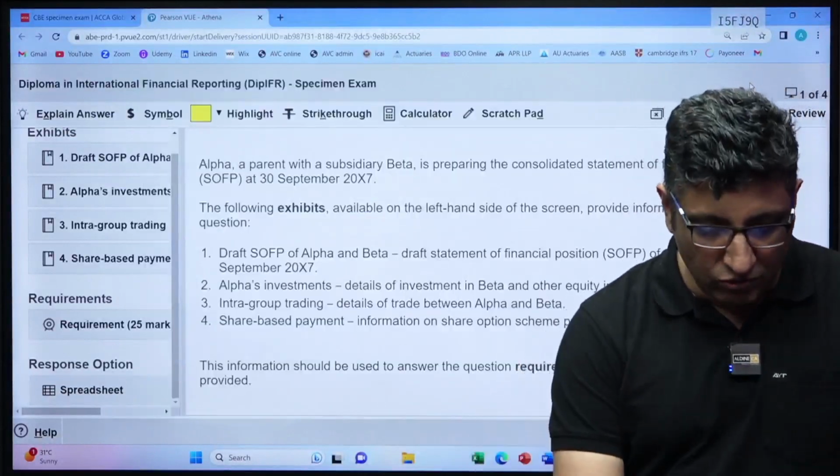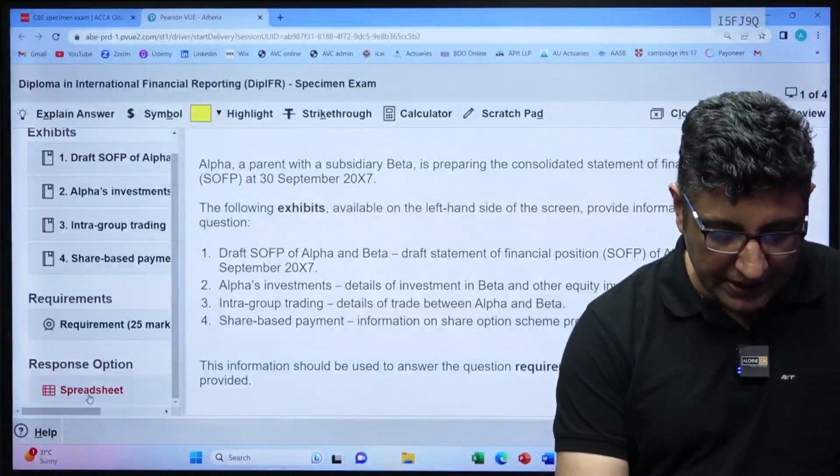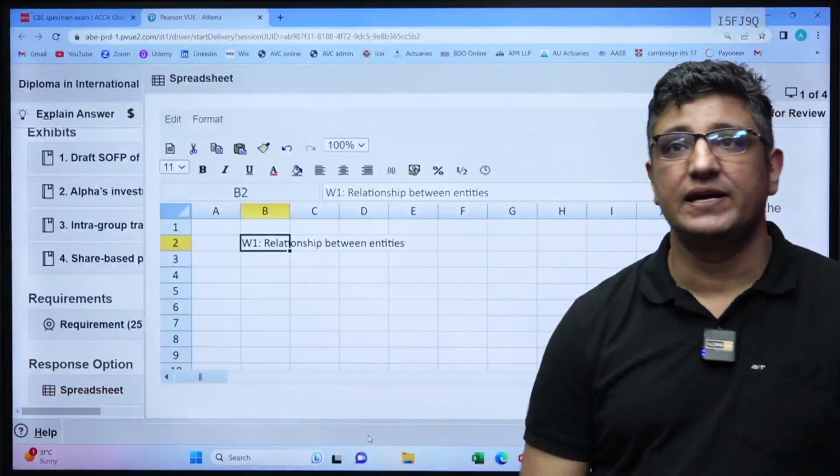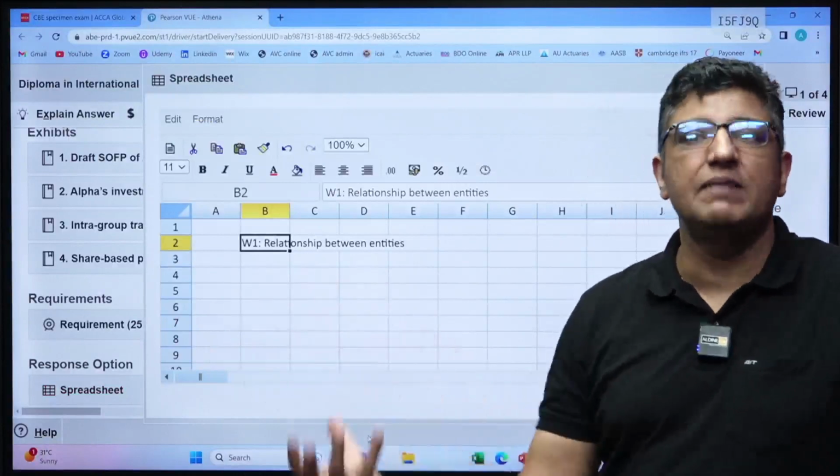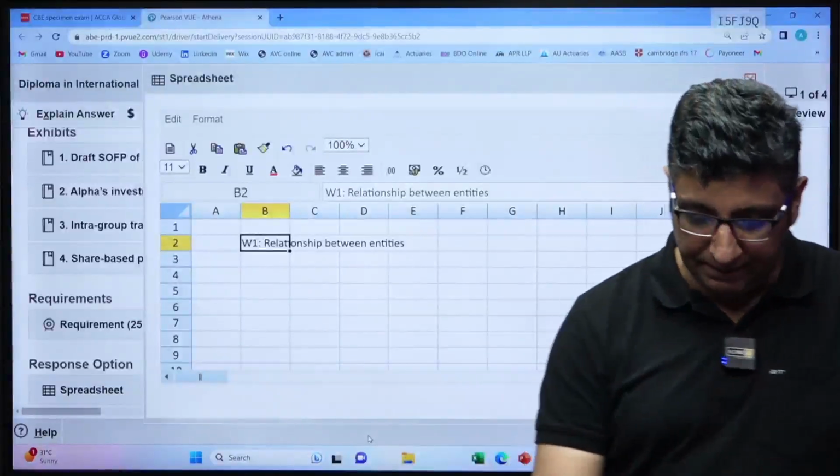What you want to remember is that whatever you typed stays there. It doesn't really go away. So you don't have anything to save at any point in time. It's getting saved automatically.